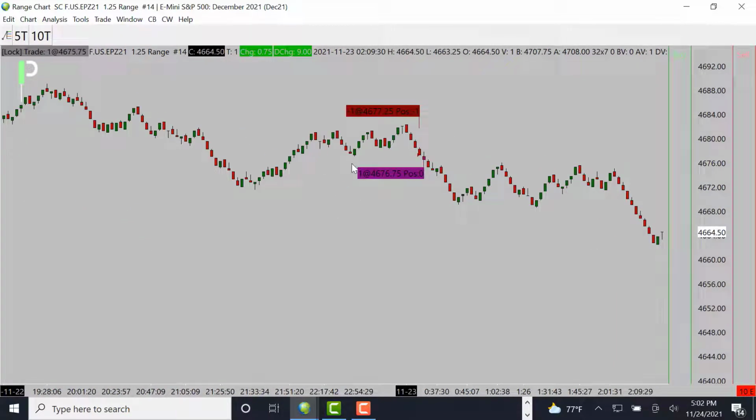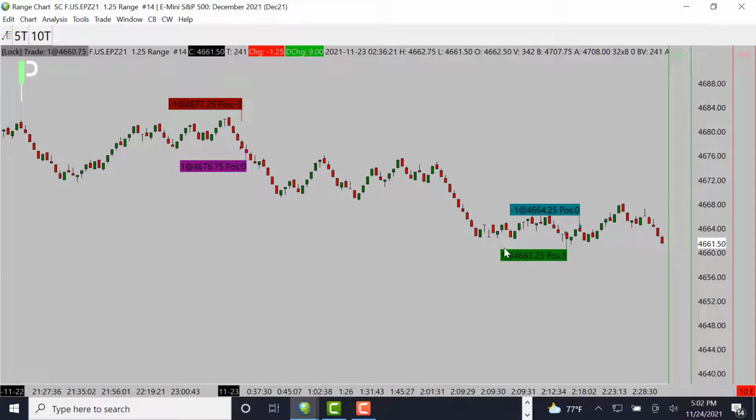Moving over into the next couple of trades that we've taken this week, we had another short idea, 4677.25. Nice couple peaks here, and right when we got the break, looking for the short, 4676.75. Nice short down. We had a long idea, 4663.25 into 4664.25. So nice winning trade.